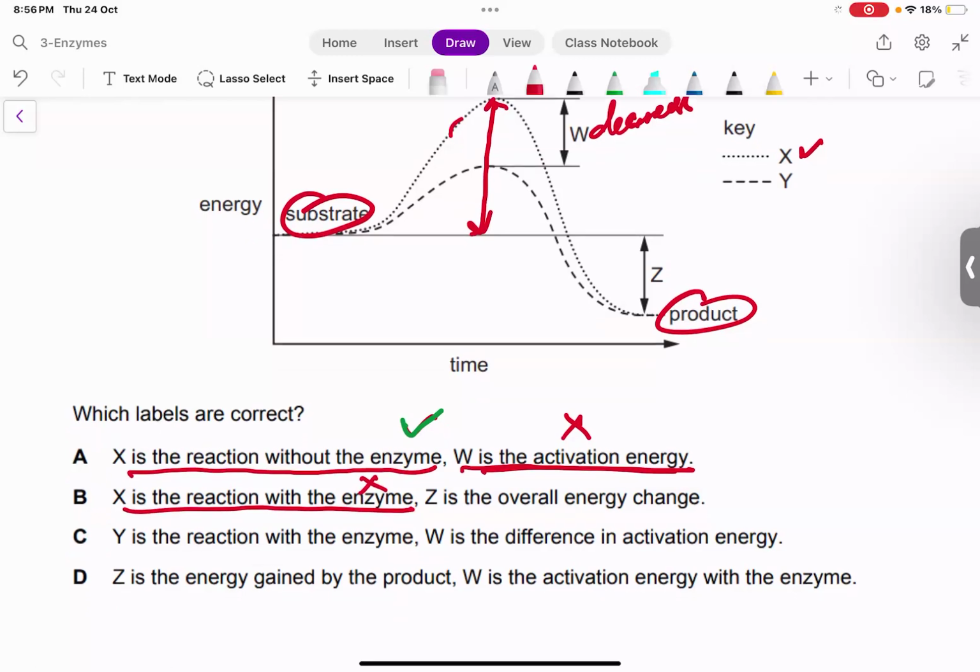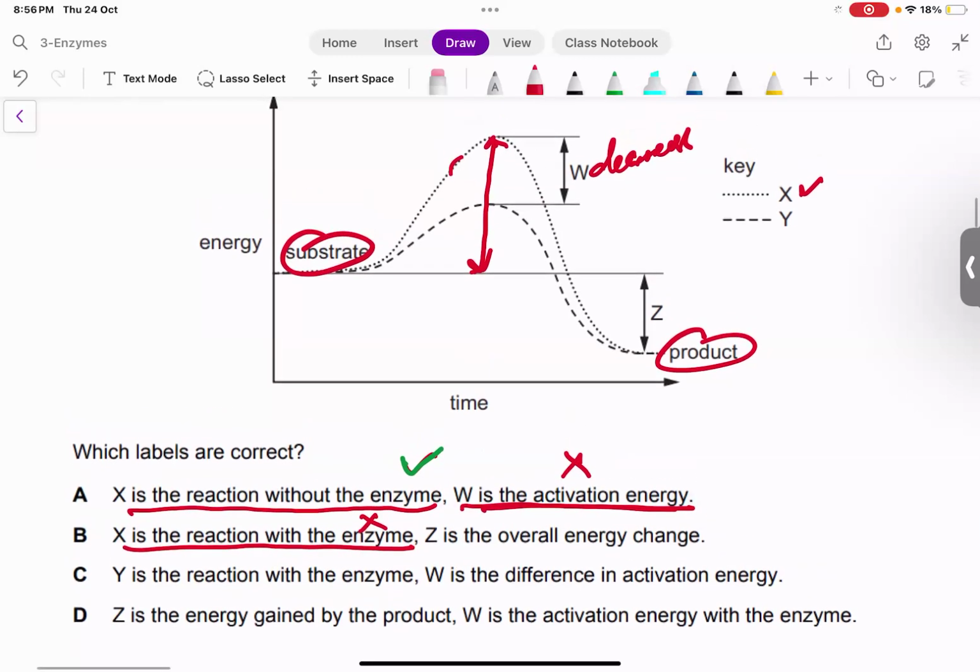Y is the reaction with the enzyme. Yes, this is correct. First part is correct. And W is the difference in an activation energy. Yes, this is difference in activation energies. The second part is also correct. So C is a correct choice.